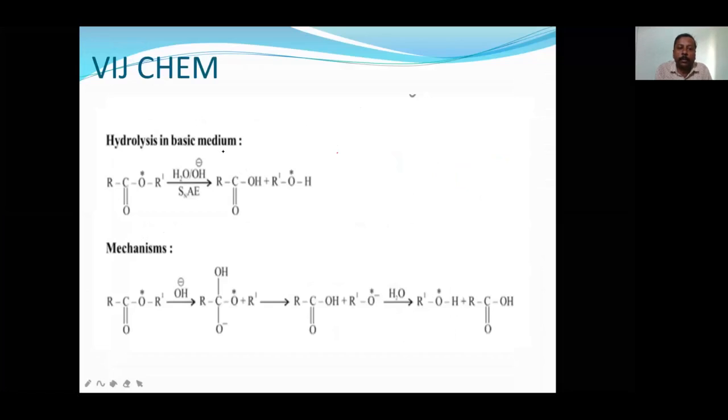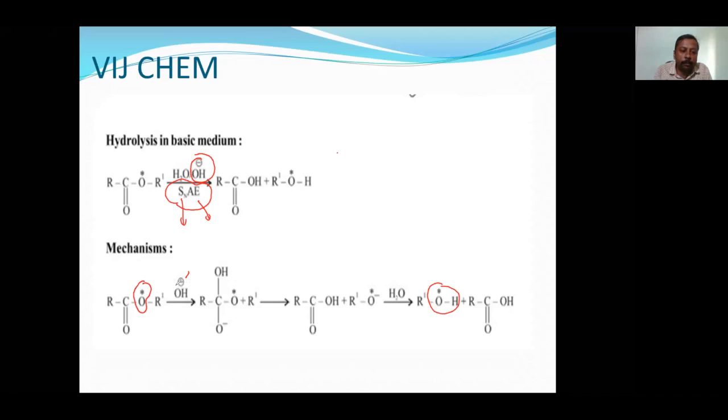Hydrolysis in basic medium. There it was started by the H plus. Now here it will be started by the OH minus because it is basic medium. Okay. So in basic medium, OH minus will be initiated. So it will be SNAE, nucleophilic substitution and addition elimination. Okay. So here OH minus will always remember this oxygen will be with alcohol. Okay. So here OH minus will be available.